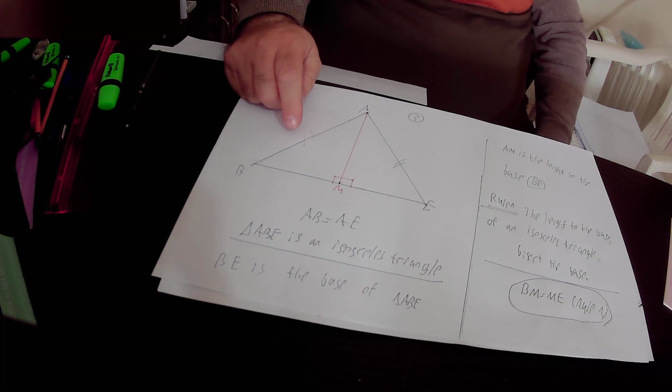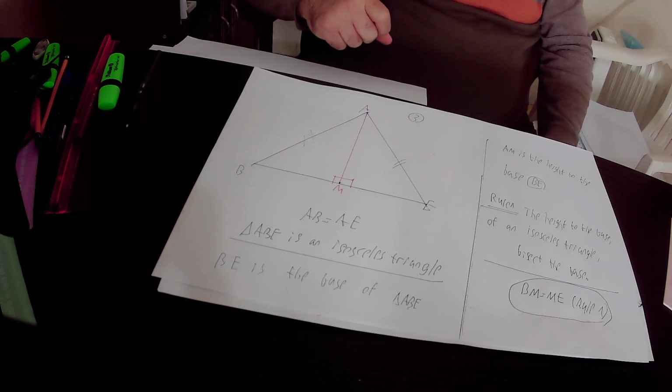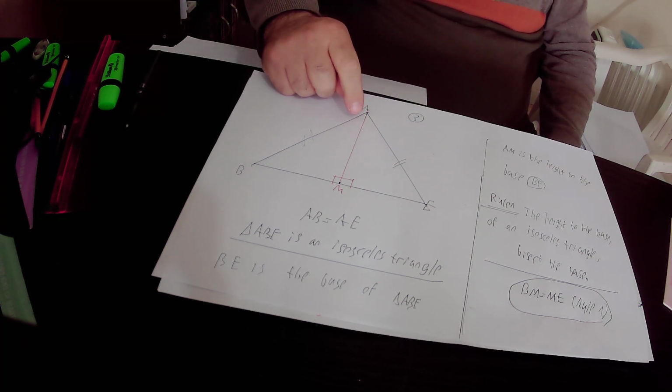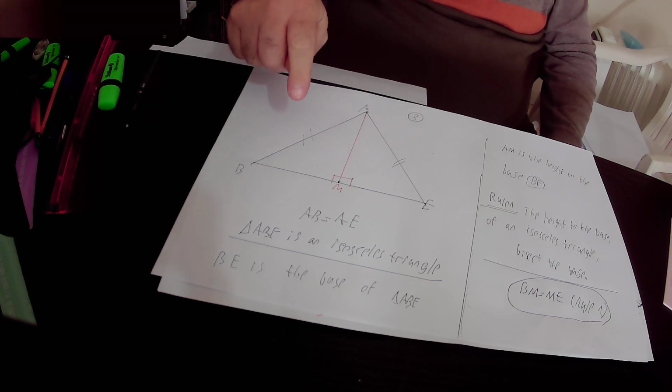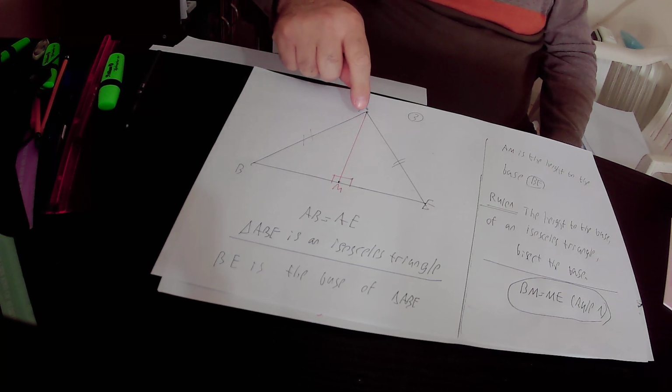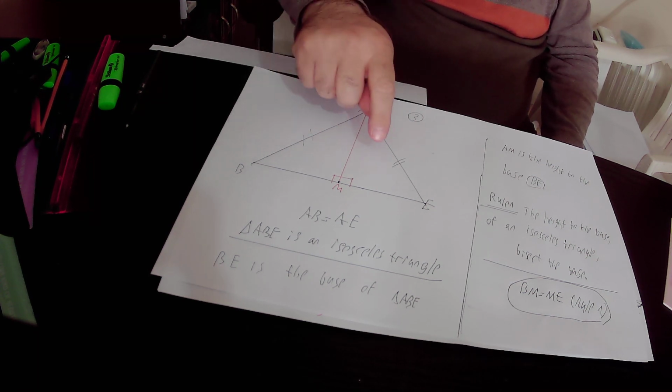And the base of the isosceles triangle ABE is BE. And the height to the base is AM. Why? Because AM creates 90 degrees with the base BE. Therefore, the height to the base BE is AM.